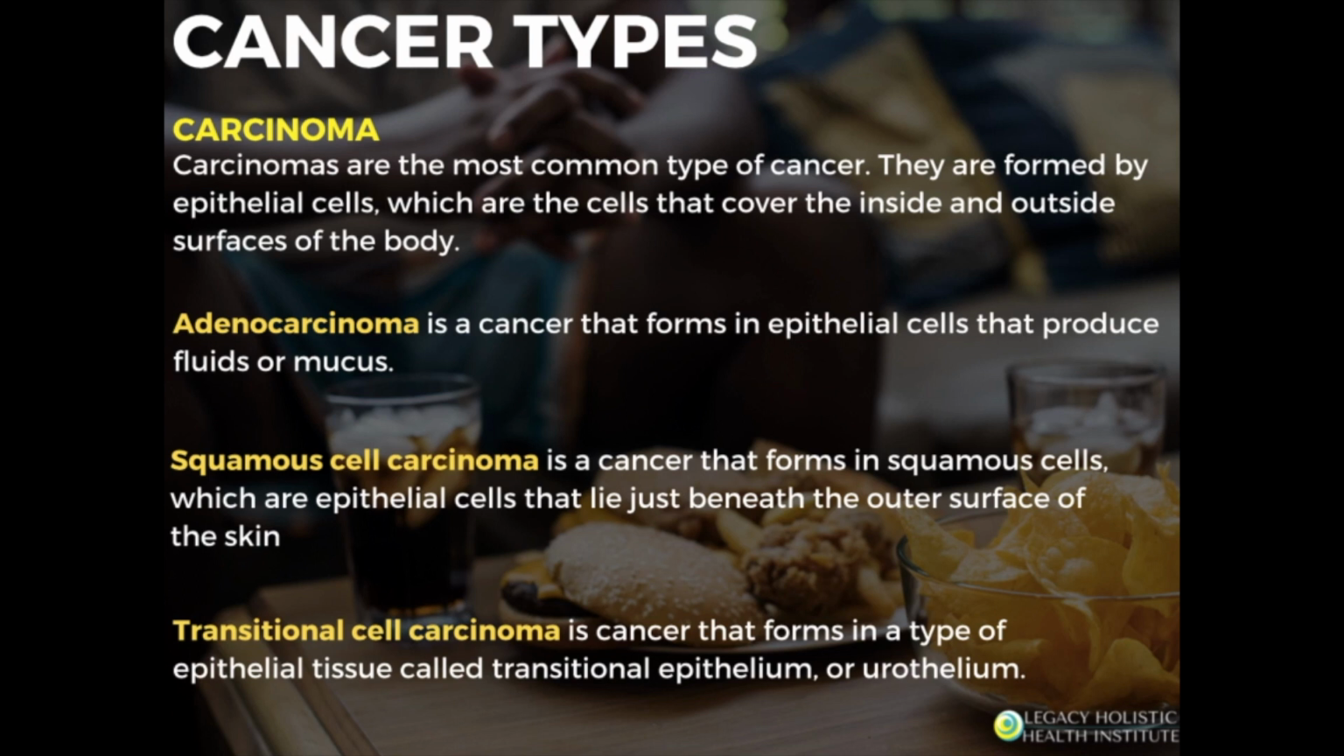Now, transitional cell carcinoma is cancer that forms in a type of epithelial tissue called transitional epithelium or urothelium. This tissue, which is made up of many layers of epithelial cells that can get bigger or smaller, is found in the lining of places like the bladder, the uterus, and even in parts of the kidneys or the renal pelvis, and a few other organs. Some of these types of cancers of the bladder, uterus, and kidneys are transitional cell carcinomas.